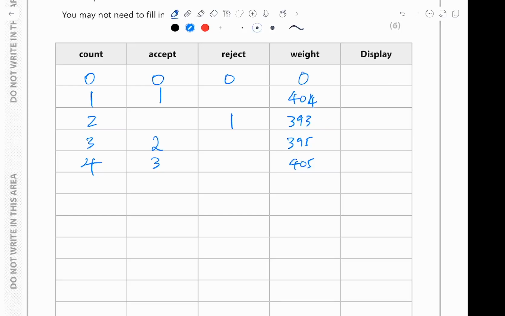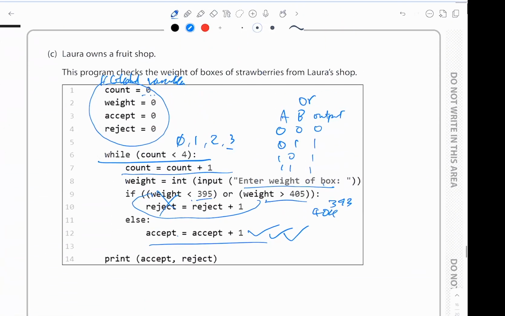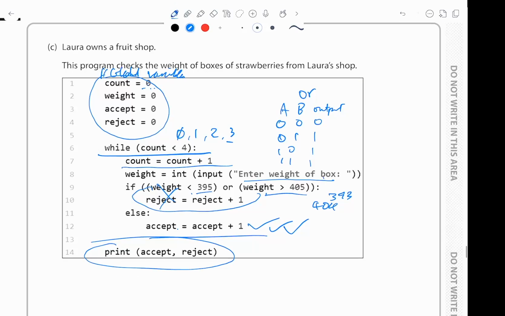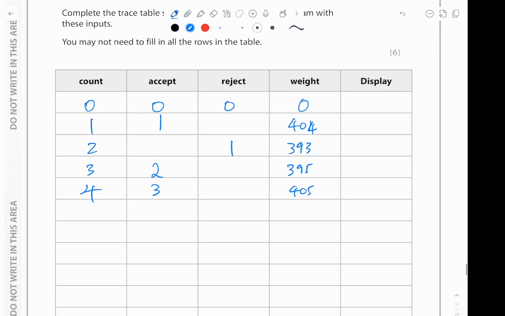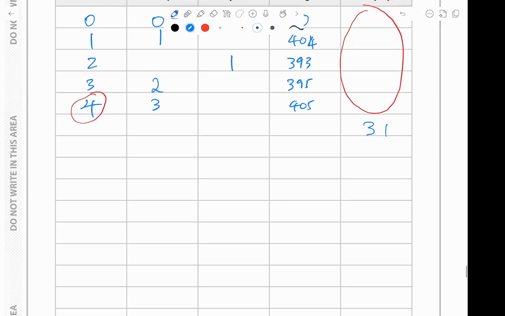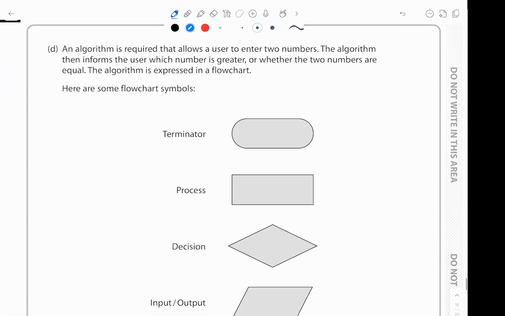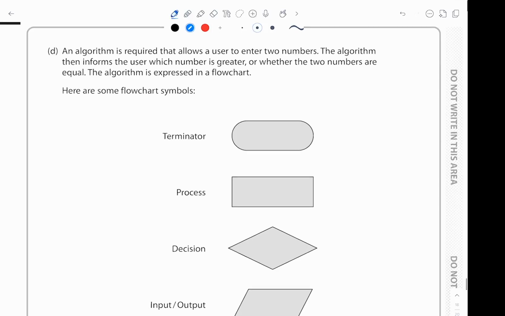And then finally, once the loop's done its thing, we've only got one print statement, accept, reject. So we just want to write out what it would be, and the display would be 3 and 1. What most students will probably mess up here is they would probably put displays in the loop, and get confused about the last count. So that's a 6 marker, and you've got to be very careful. The count gets incremented as soon as the while loop's actually running.